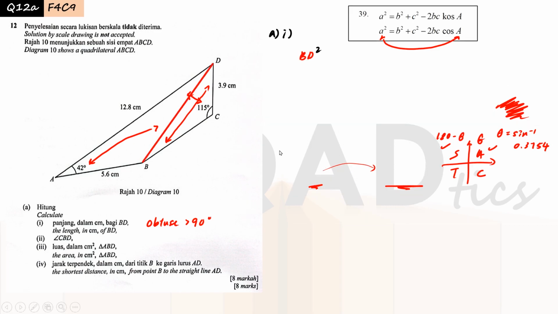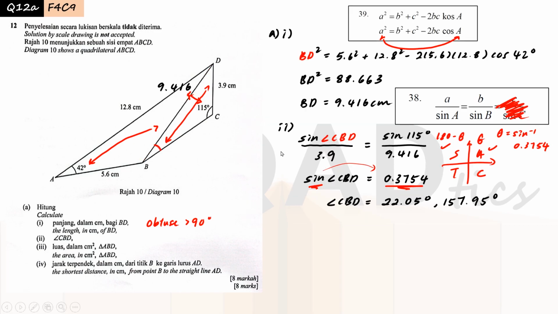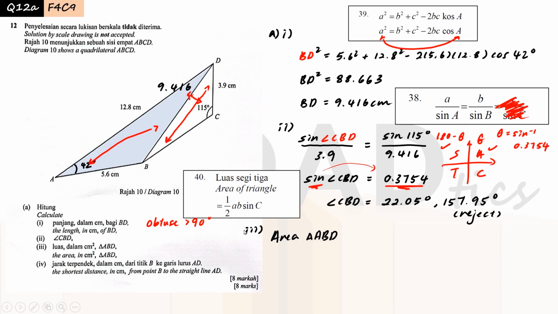Alright, so let us use that formula to find the area. So 1 over 2 times the two sides, which is 12.8 and 5.6, and then sine 42 to get the area. And for the last part, find the shortest distance from point B to straight line AD. So B is here, and then we need to find the shortest distance from B to this line AD. Okay, so how are we going to find this?